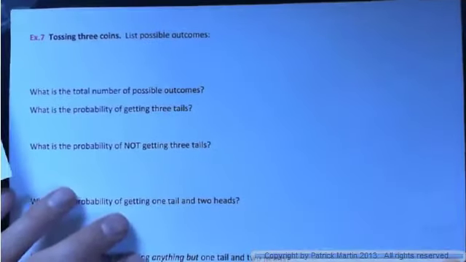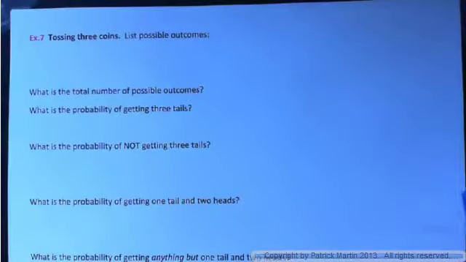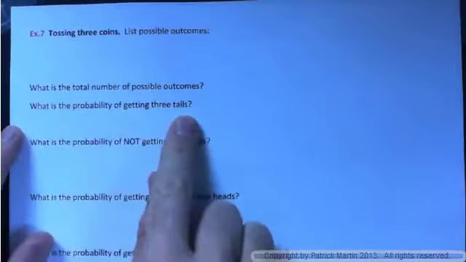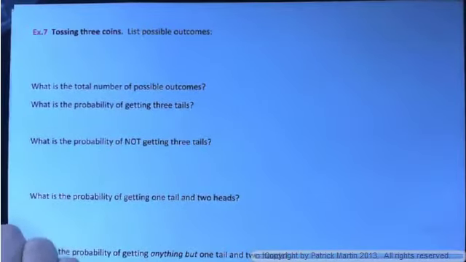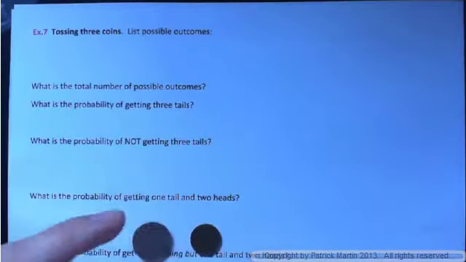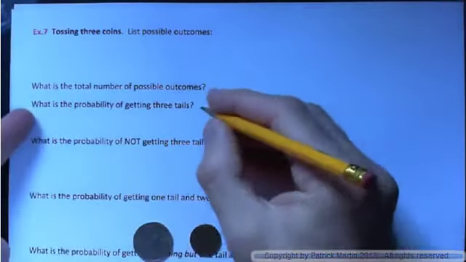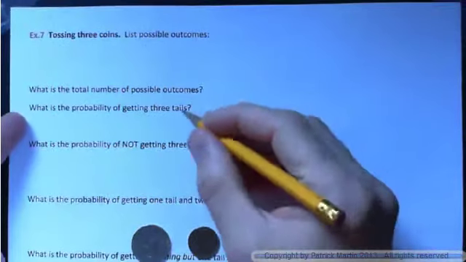7, we're going to toss 3 coins and list the possible outcomes. What is the total number of possible outcomes, and then what is the probability of getting 3 tails? So what I should do is, before we toss the 3 coins, just write down, what do you think off the top of your head? What's the probability of getting 3 tails?